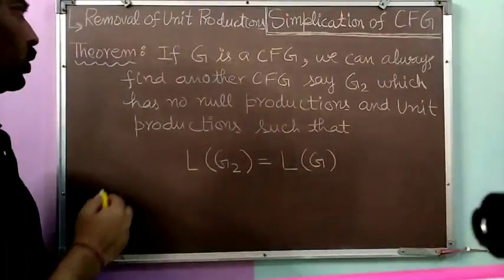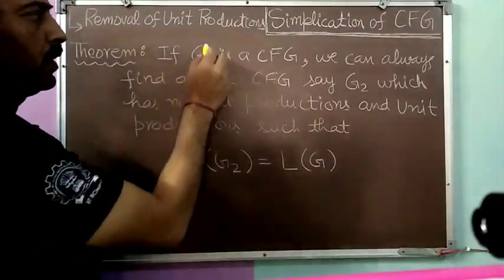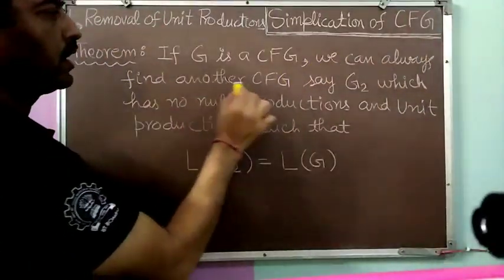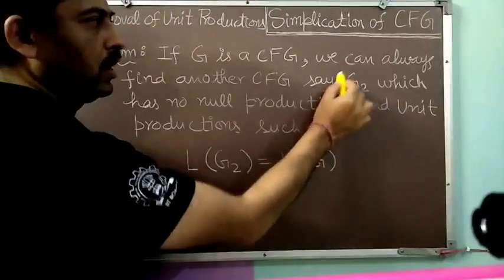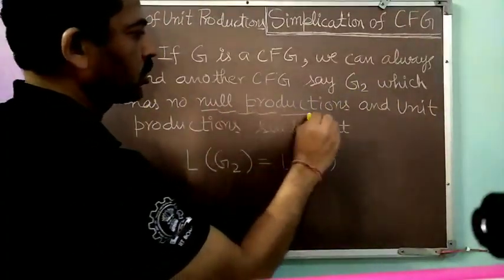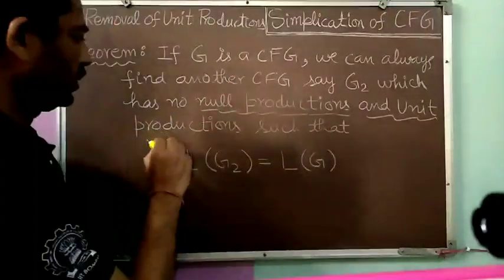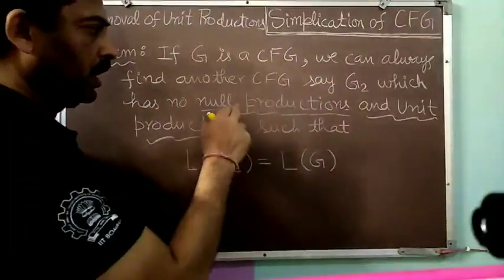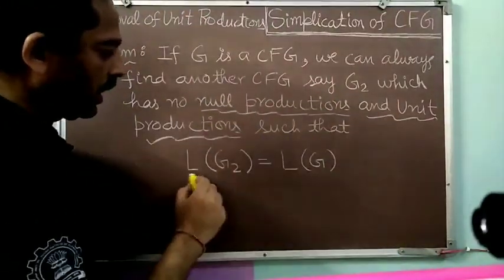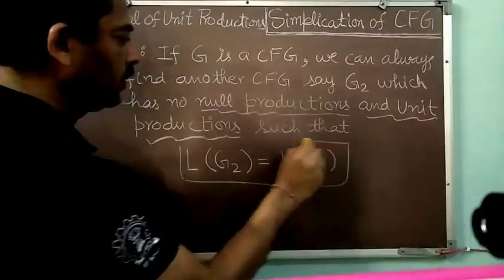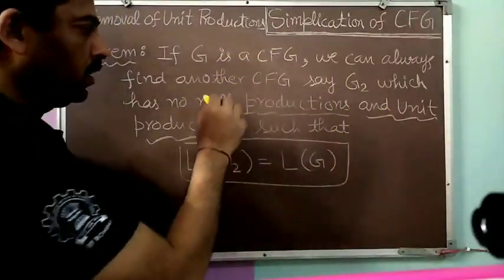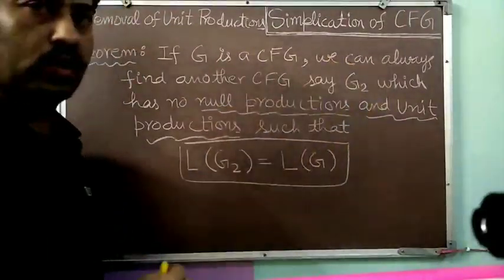Now there is a theorem that says if G is a context-free grammar, we can always find another context-free grammar, say G2, which has no null productions and no unit productions, such that L of G2 is equal to L of G. Now in this theorem, actually we were to remove only the unit productions. Why have null productions also come here?